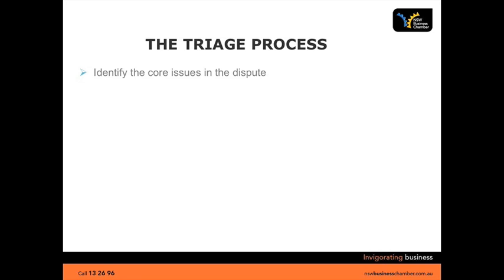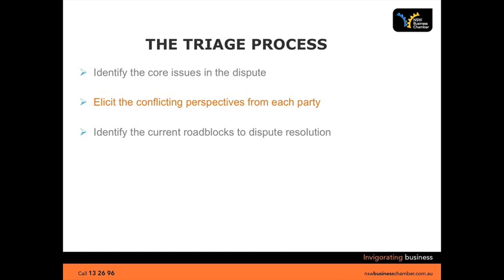The process involves identifying core issues, eliciting conflicting perspectives from each party to see the dispute in its proper overall context and perspective, identifying the current roadblocks, what's in the way of the dispute coming to a quick end. What are the roadblocks that, if not resolved, are likely to tip you into litigation? To flush out and identify the commercial interests lying behind each party's perspective in the dispute.